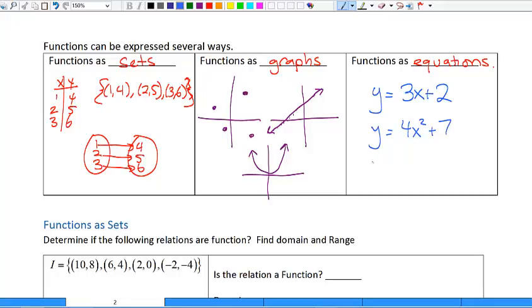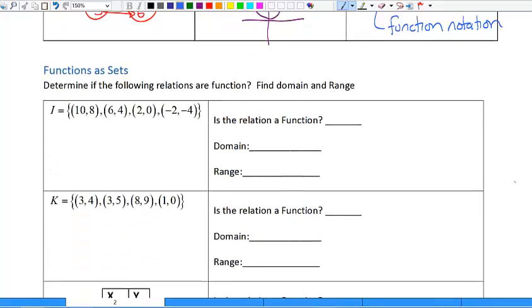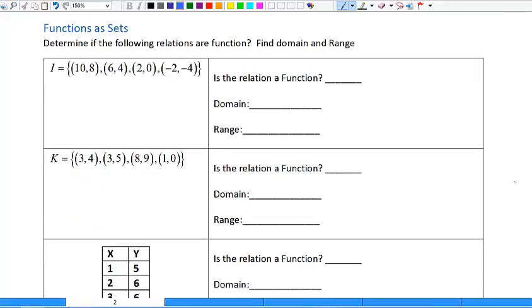Now this y value, we are going to learn in this lesson a new notation called function notation that is going to replace that value of y with a different function. So those are the three ways that we're going to be talking about functions today. So let's first talk about functions as sets. I want you to determine if the following relations are functions and then find the domain and the range.